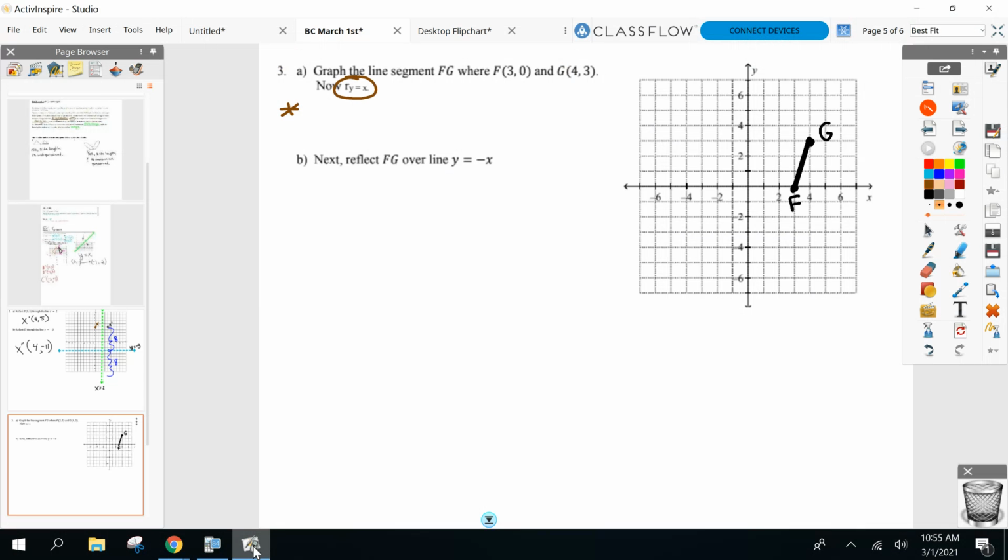Kyla, what was the rule? You have to flip the numbers. Correct. Switch the coordinates. Perfect. Okay, so let's switch them right now. F prime will become 0, 3. G prime will become 3, 4.